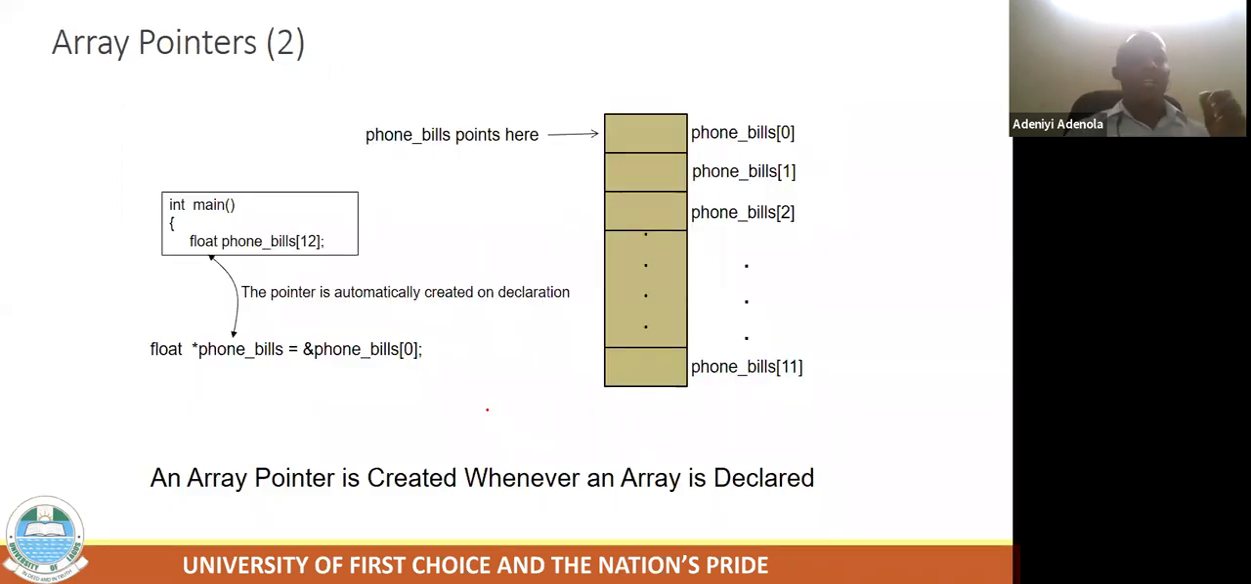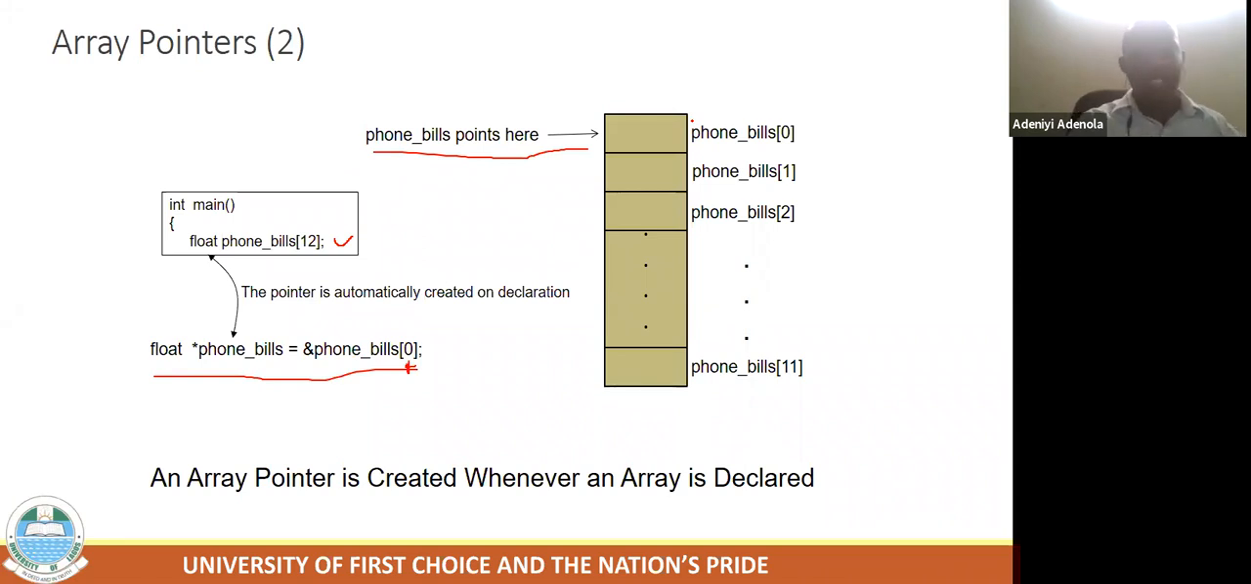So if you create an array, as in this case, a pointer is automatically declared. And the pointer maps to the address of what? You can see this pointer is pointing to the address of the 0th element. So the pointer, the phone bill, points there. Why?